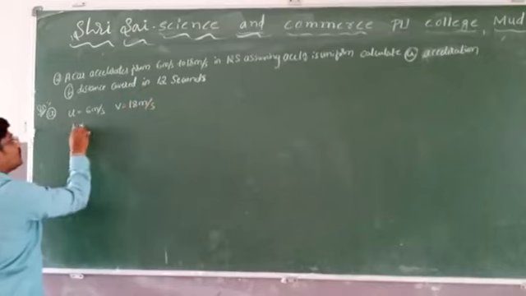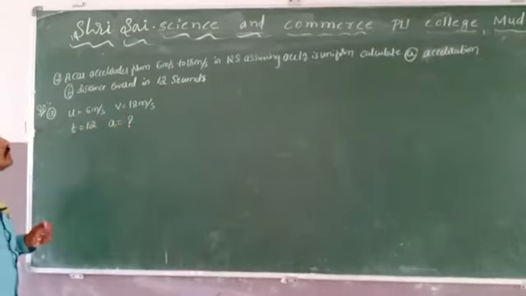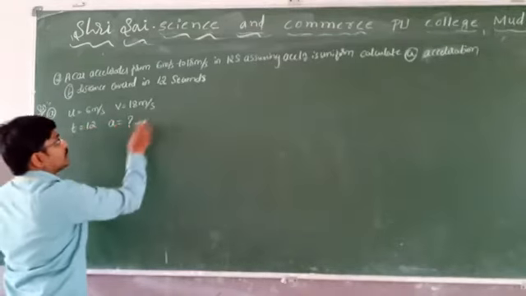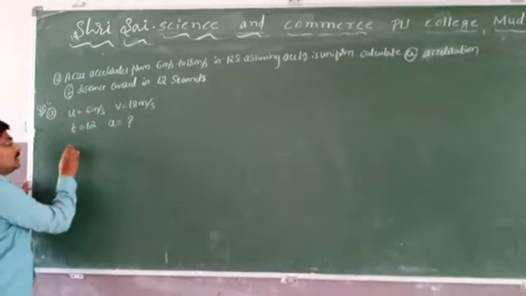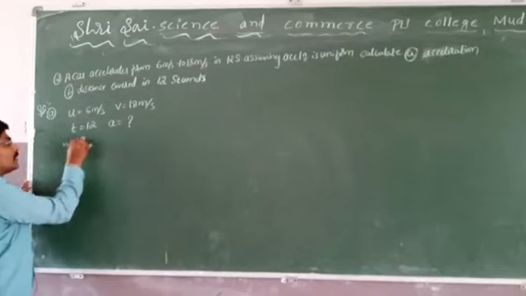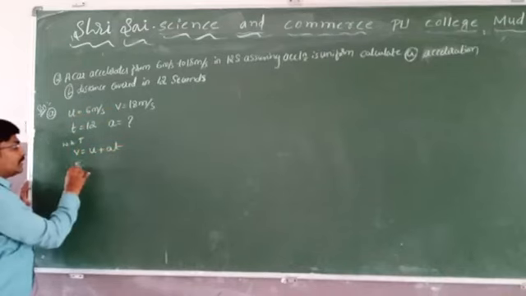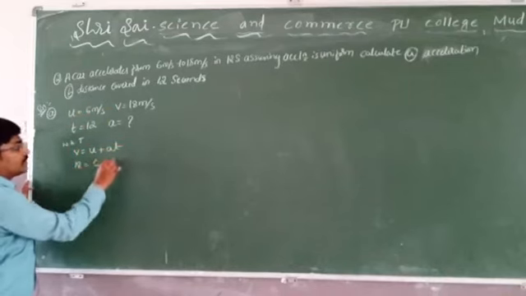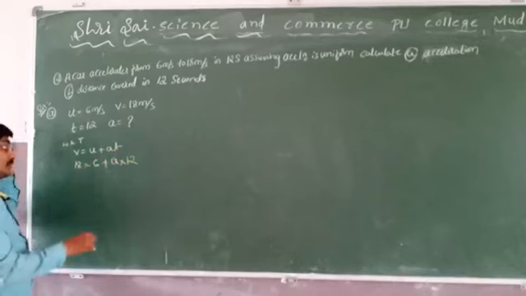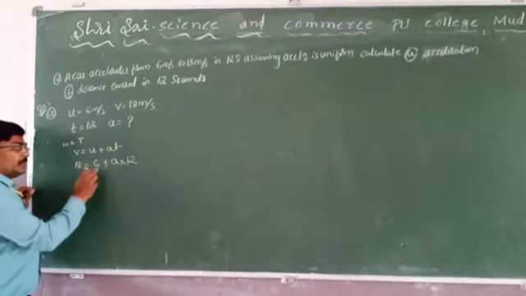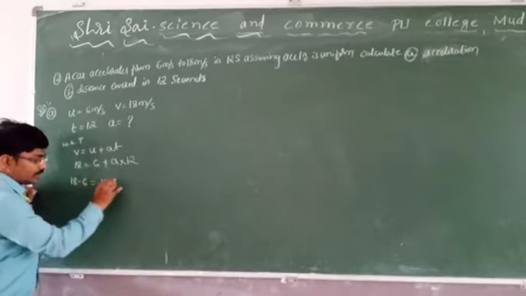Time, how much? T is equal to 12 seconds, and what they asked, A is equal to how much. We know that V is equal to U plus AT. V is equal to 18. What is U? 6 plus A, we don't know, keep as it is. What is T? T is 12. Bring this 6 to this side. 18 minus 6 is equal to 12 into A.